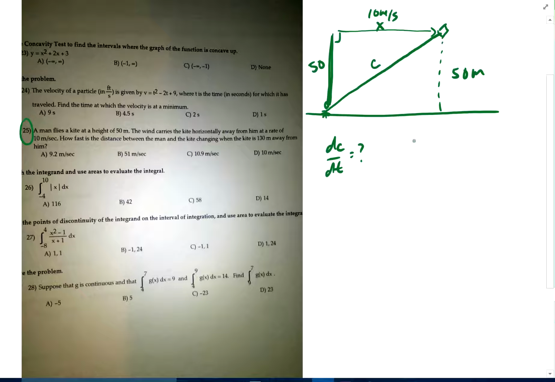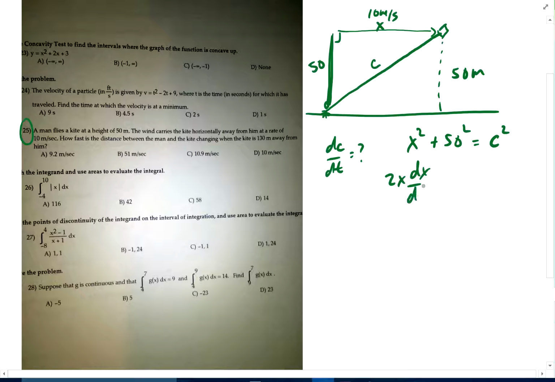So I know x squared plus 50 squared equals c squared. So 2x dx/dt, derivative of 50 squared is 0, equals 2c dc/dt. And so now I can plug in 2 times, I don't know x, do I? Let's see, it says how fast is the distance changing when the kite is 150 meters away from him. So that's when c is 150. So 2 times 150 dc/dt.